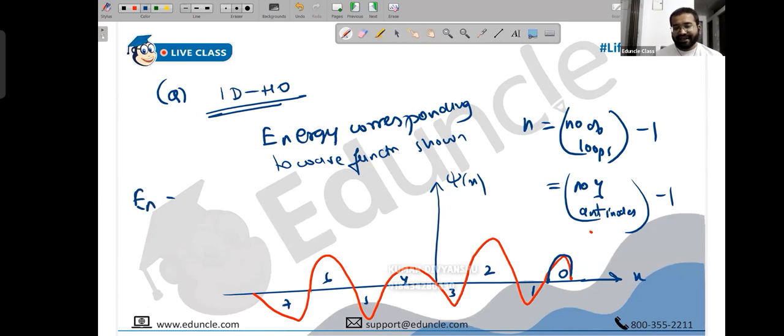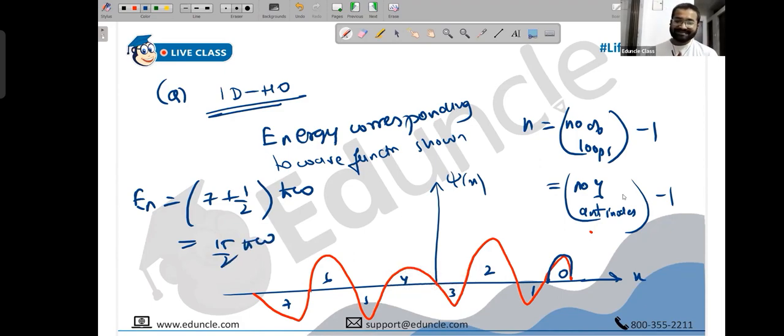So what's our answer here? Energy would be what? 7 plus half, x squared. So this is 7 times 2, 14. 14 plus 1 is 15. 15 by 2, x squared. Very tricky question, you know. But nice. Easy but tricky. Provided students are not confused.